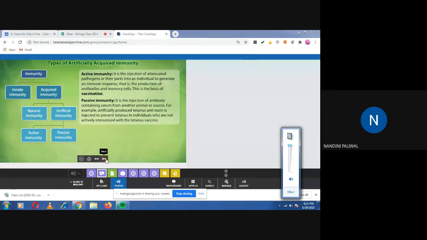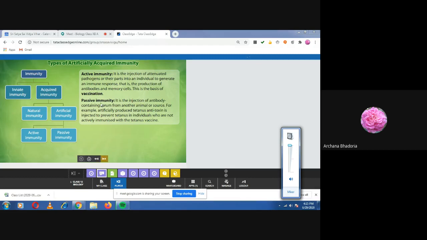Okay. Active immunity, passive immunity, everyone note down. So artificial immunity, how many types? Two types. Active and passive. What is active immunity? Pathogens are injected so that the body will generate its immune response to fight the disease. It will fight it that time and it will also produce memory cells, and that will help in preventing the same disease later on. So this is the basis of vaccination.